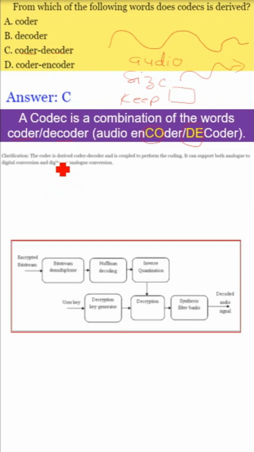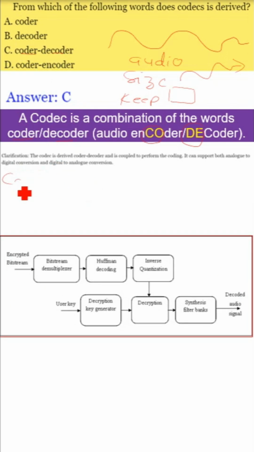So we have the encoder and decoder. The encoder does the work of making it smaller, compressing. The decoder does the reverse. It decompresses the file, which is the audio file. So the whole idea is about compressing, decompressing, encoding, decoding, and this encoding, decoding has given rise to the word codec. So the codec is derived from coder, decoder.